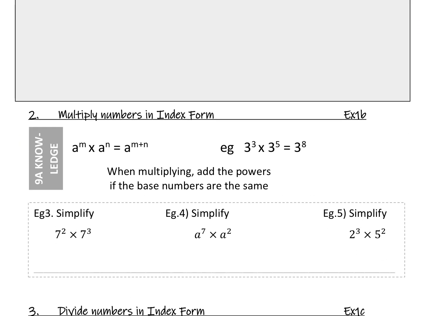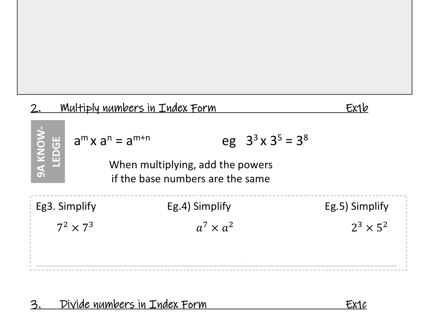So, when we're multiplying numbers in index form, we have this rule here. A to the power of m multiplied by a to the power of n equals a to the power of m plus n. This means that when we're multiplying, we can add the powers, m plus n. We can only do this if the base numbers are the same.